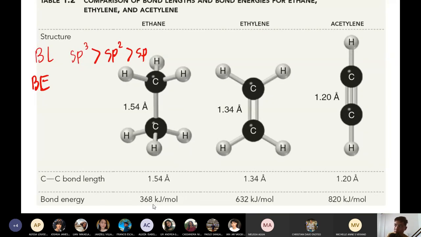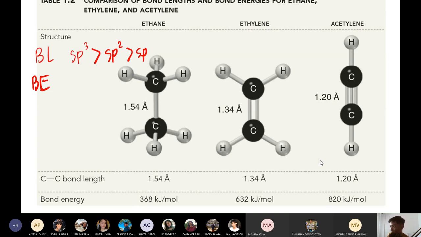Okay. So, for the bond energy, mapapansin natin, ano nangyayari? Ito yung single bond, 368 kilojoules per mole. If we have double bond, yung energy ay almost twice of the single bond. And if you have triple bond, that is almost three halves the times of this amount. So, as we increase the number of bonds between the carbon atoms, tumataas ang bond energy.